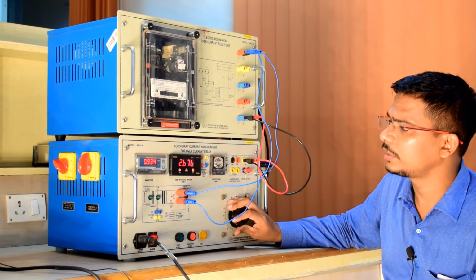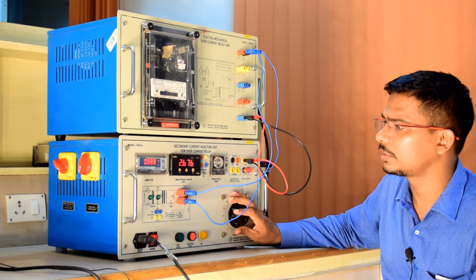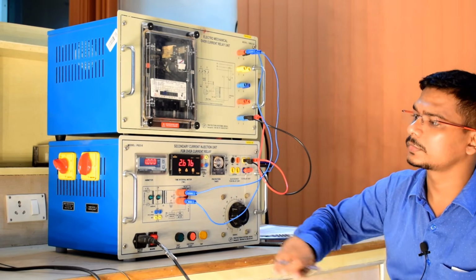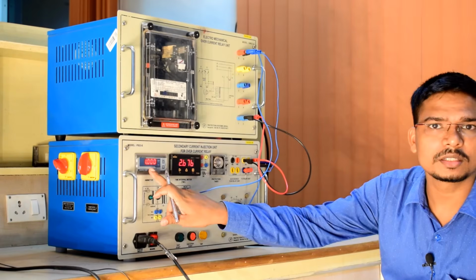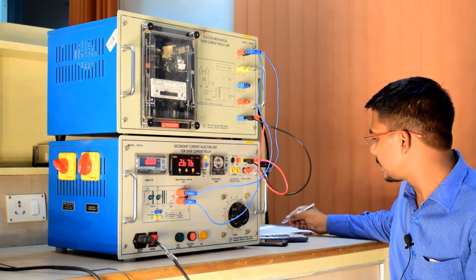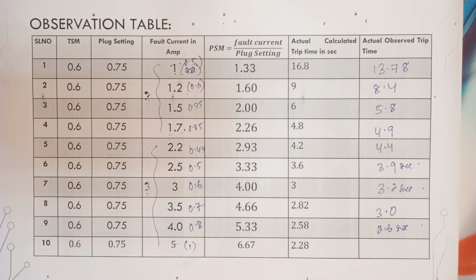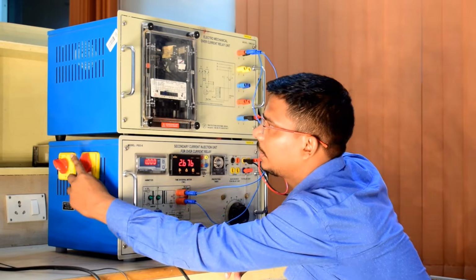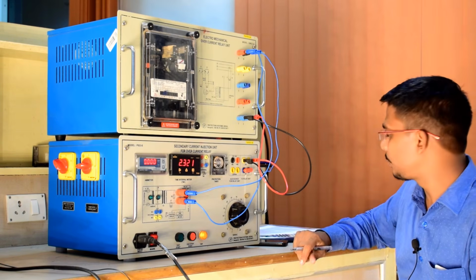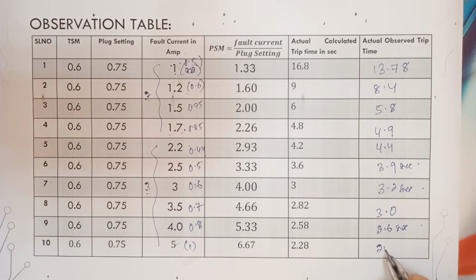Increase this to 1 ampere. As you can see, 0.98, 1. This is 1. As you can see, this is 1. So 1 signifies our 5 ampere of current. Let me tell you now: how much is the trip time? 2.3, and our expectation is 2.28.